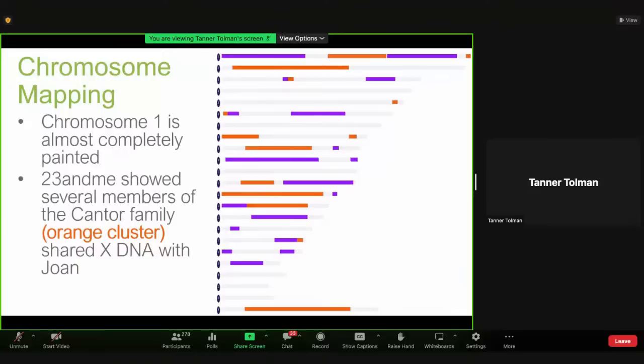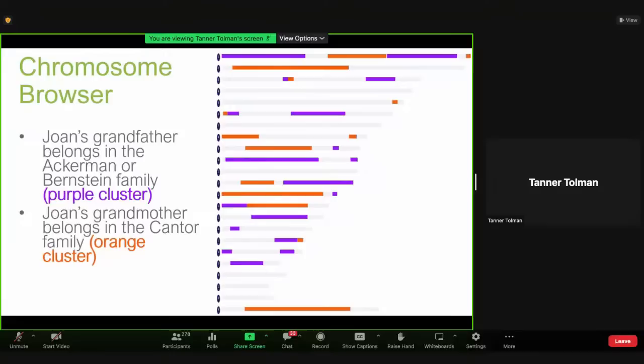So what we kind of find is that I believe that Joan's grandfather belongs in the Ackerman or Bernstein, which kind of spoiled, it's really the Bernsteins. And they are the purple. So she has a Bernstein grandfather. And she has a Cantor grandmother. So then we start looking in the records.